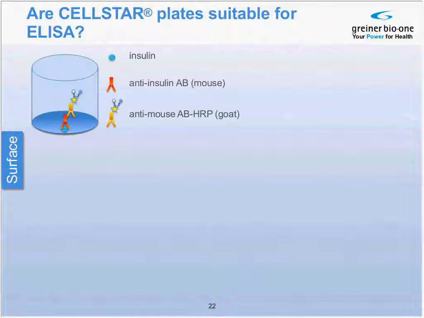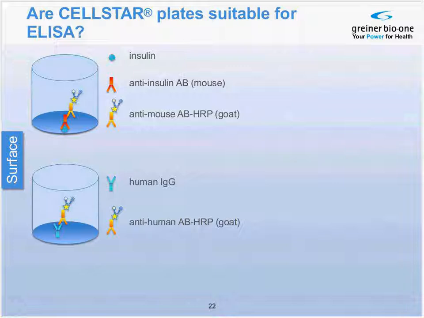For cell-based immunoassays, most often microplates with a tissue culture surface are recommended. Therefore, we are often asked if this kind of surface can be used as well for non-cell-based ELISAs. To shed some light on this question, we compare the performance of a high binding and a tissue culture plate with two assays: an indirect ELISA, where insulin is immobilized on the plate surface, and a direct human IgG-based ELISA.